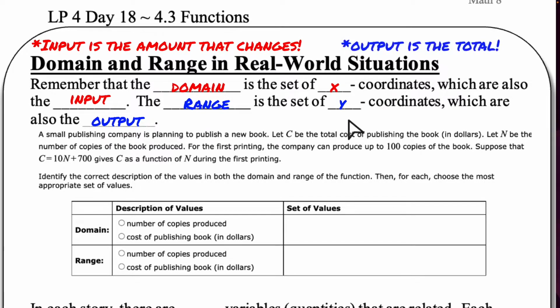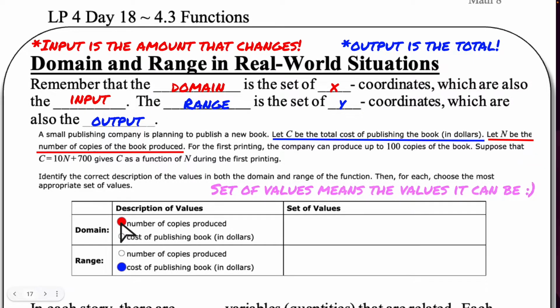Output is the total. Okay, so total cost, that's going to be our output. So with this one, since I know that C is the total cost and the number of books is the number of copies being produced, and we get to choose the number of copies, we know what our domain and our range are. The domain is going to be the number of copies produced. The range is going to be the total cost.